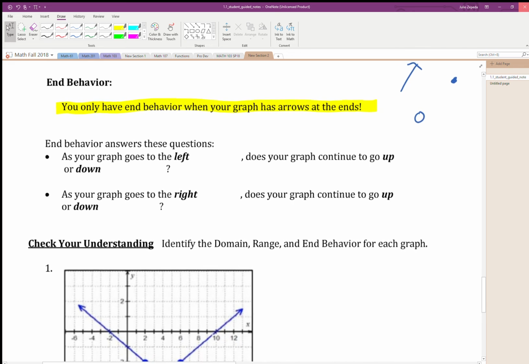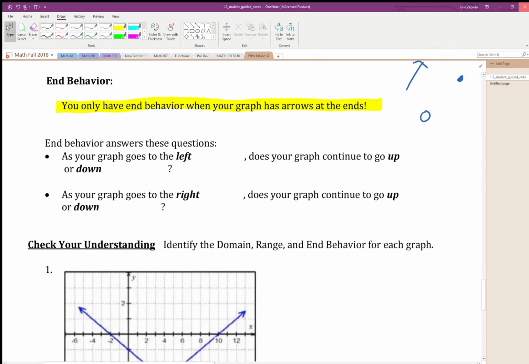When you're looking for the end behavior, you're basically answering two questions. You're first answering the question, what's happening as your graph goes to the left? The way that we write that the graph is going to the left, or that you're looking to the left of the graph, we say x going to negative infinity. Basically saying you're looking at the negative side of the x-axis.